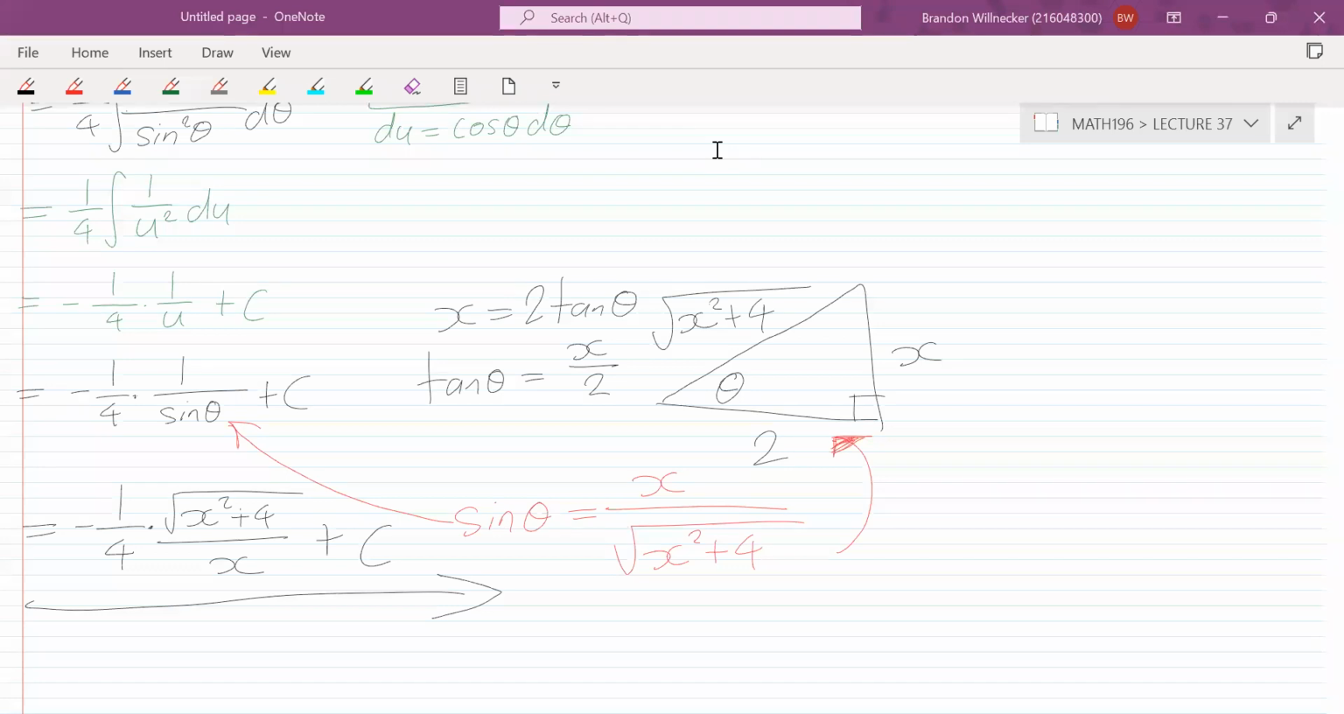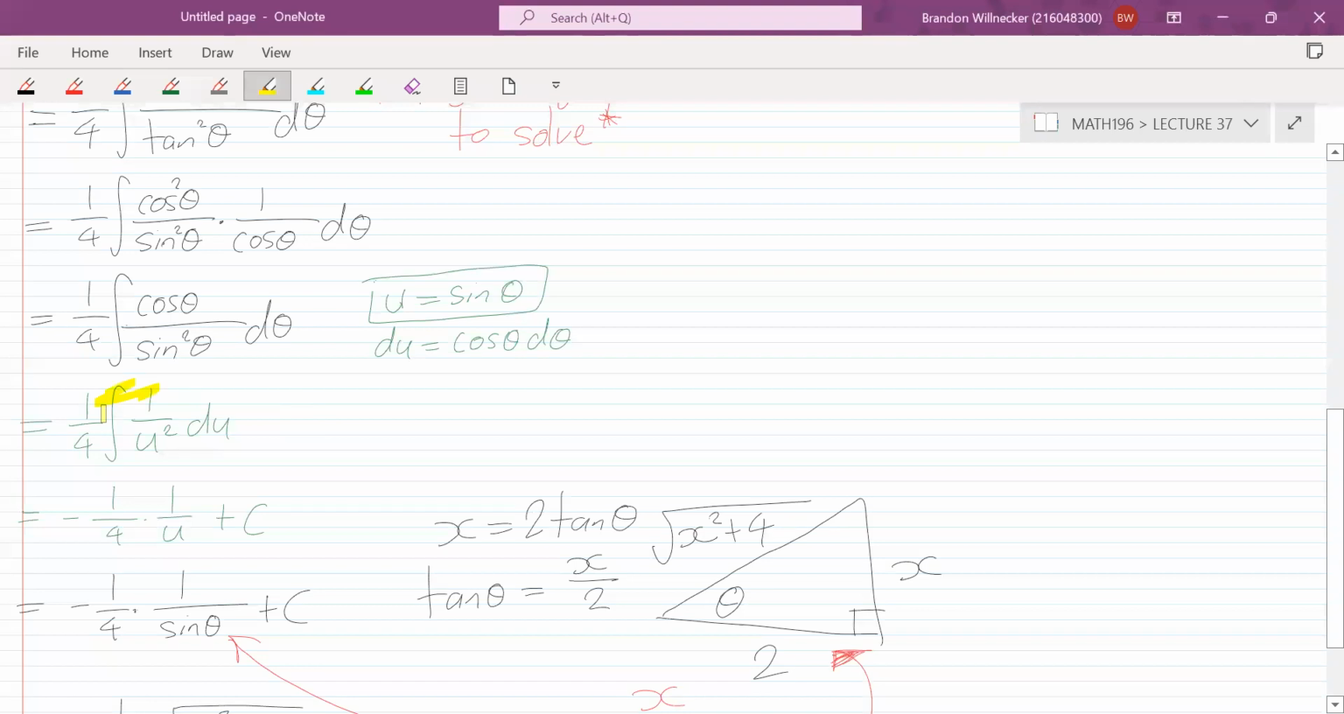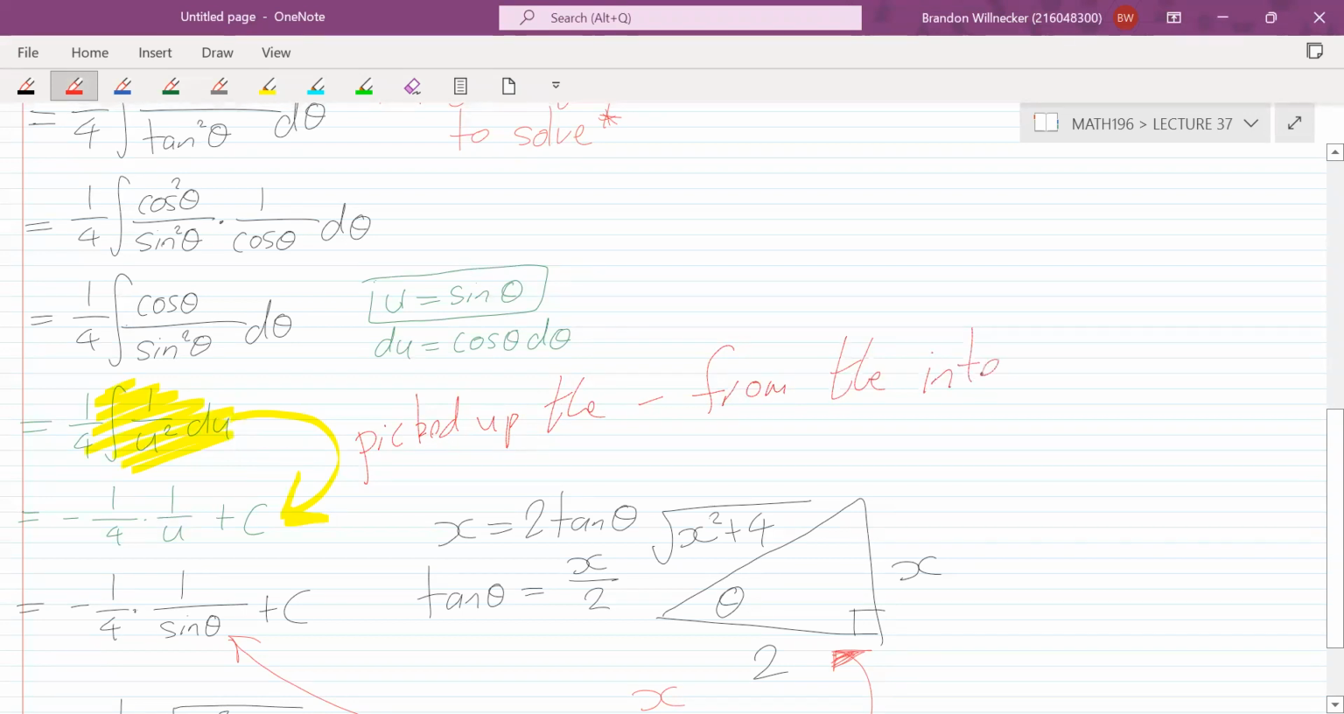Okay, someone's asking here, how did you get negative from a quarter? That is this integral over here. The integral of 1 over u squared is minus 1 over u. So from that step to the next step, we picked up a minus sign from integration. So pick up the minus from the integral. Then the positive 1/4 became negative 1/4 there.